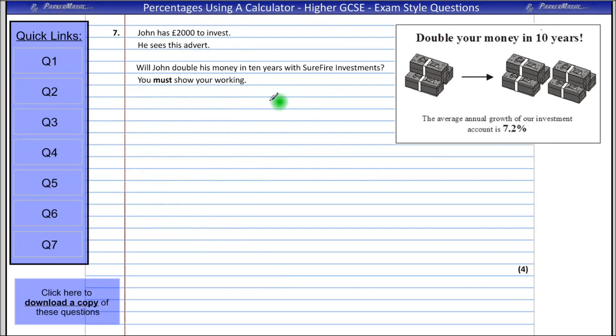Question 7. John has £2,000 to invest. He sees this advert. Will John double his money in 10 years with surefire investments? You must show your working. So the investment says the average annual growth of our investment is 7.2%. So let's see, if we increase our amount by 7.2% each year, will that in 10 years give us more than £4,000? So this is compound interest.